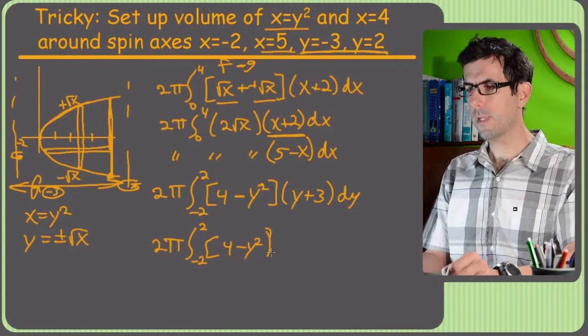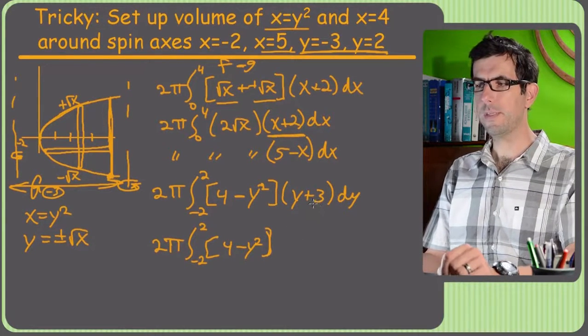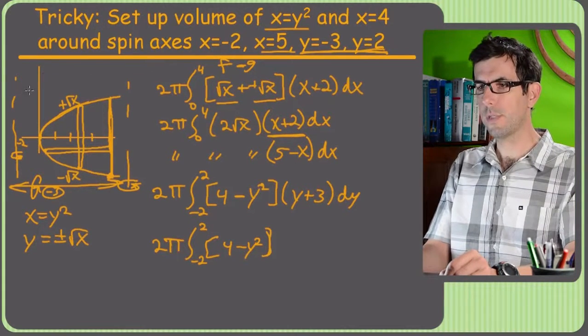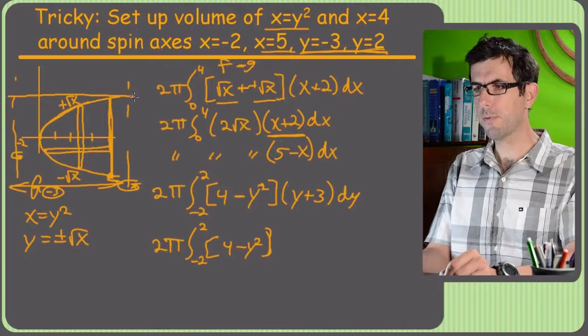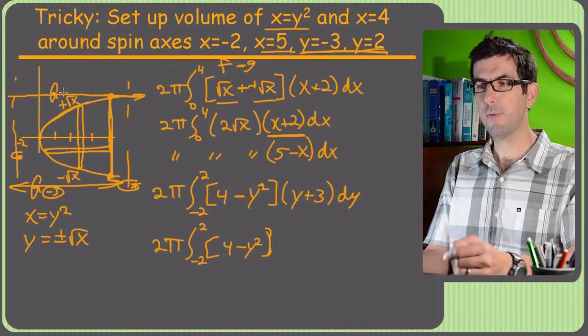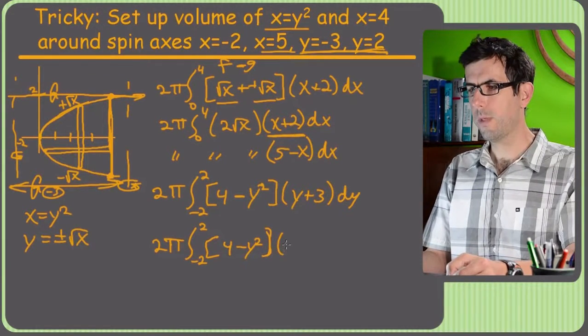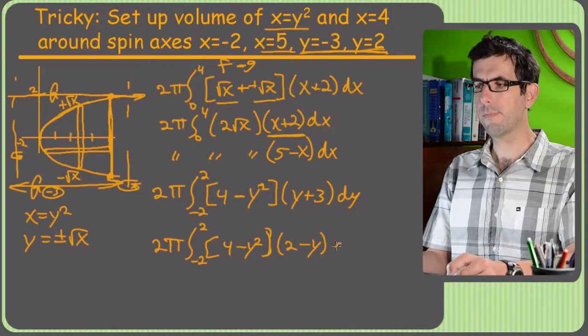All we're going to do is just switch up this y plus 3 to instead be the new spin axis, which is up here at 2, which actually comes in right there at the corner. So when this is our spin axis, it's above the region, so we're just going to do that coordinate, which is 2, because it's y equals 2, minus y.